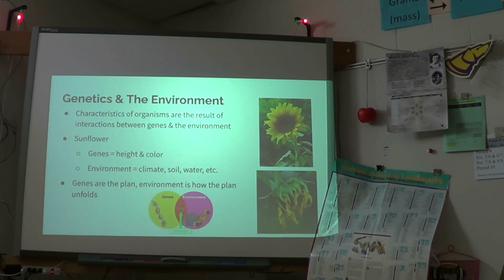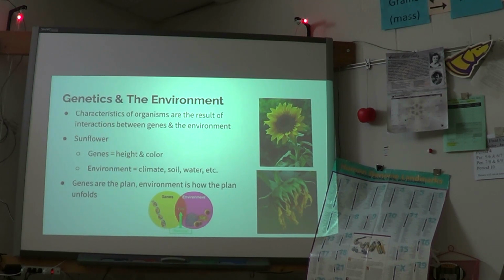If I plant that seed, I water it, and then I go on vacation, and it doesn't rain for a month, is that seed going to grow to its full potential? No, it probably died while I was on vacation. I'm going to lose the competition. If I don't plant it in the proper sun, it's not going to grow to its full potential. Okay? So the idea is genes are the plan, but the environment is how the plan unfolds.